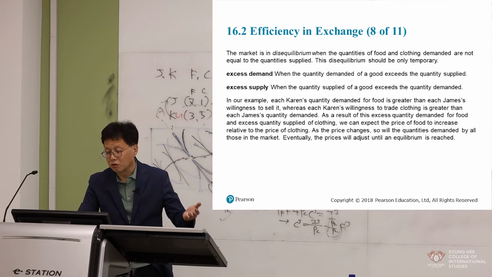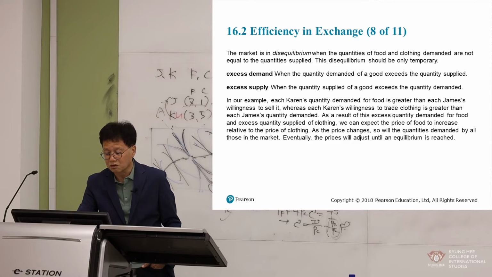So MRS, that was 3 in our assumption, right? It's greater than what James is willing to sell it for, that is half, or 2, right? Whereas Karen is willing to trade clothing at half, so 2, which is greater than James' quantity demanded, that is half, so James is 2. Karen is 3, right? As a result of this excess quantity demanded for food and excess quantity supplied of clothing, we can expect the price of food to increase relative to the price of clothing.